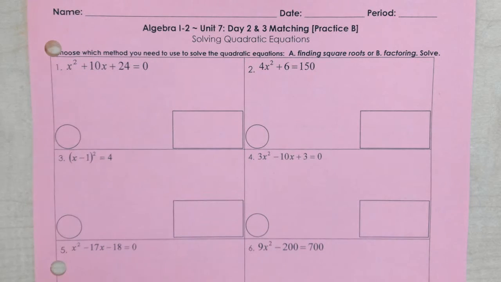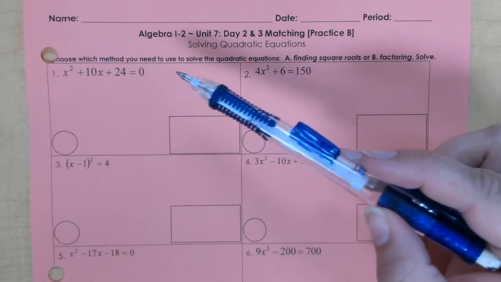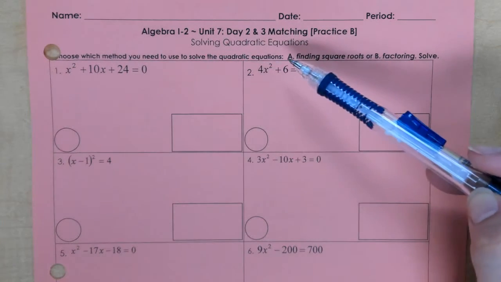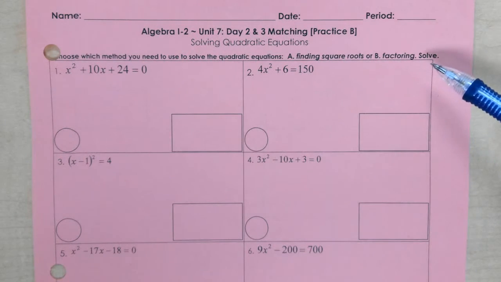For day 2 and 3, matching practice B, it's very similar to the other paper that we did. It says, choose which method you need to use to solve the quadratic equations. So either A, finding square roots, or B, factoring. And then you have to solve each one.